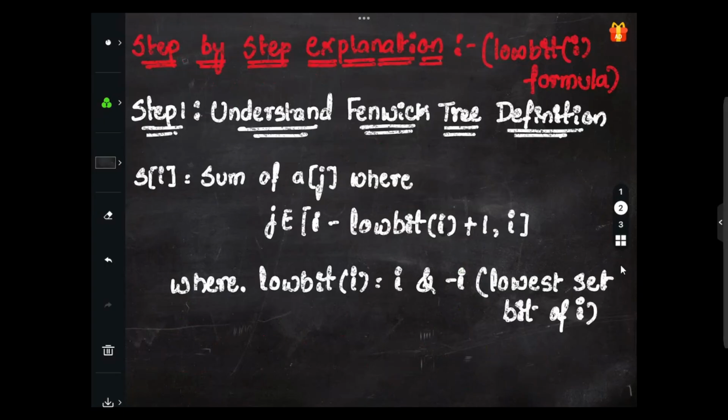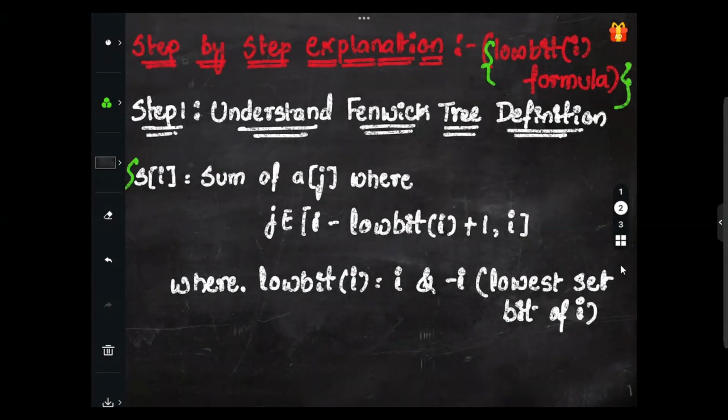So let's move on with a step-by-step explanation, right? As I've said earlier, we'll be going with a lowbit of i formula, which we have considered during the question itself. First we have to understand the Fenwick tree definition. So here, this is nothing but the lowbit formula.